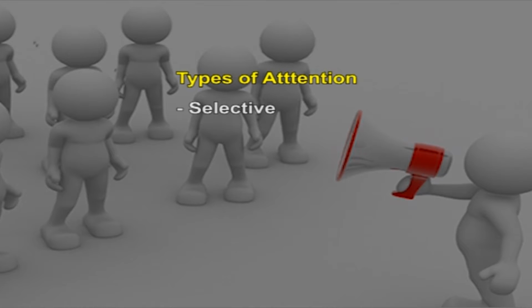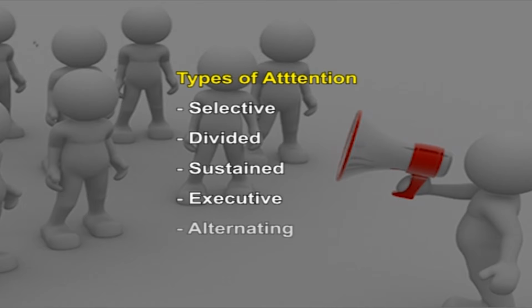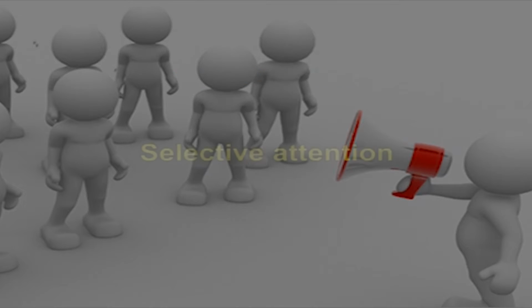Attention can be classified in different ways based on the stimuli or the conscious or unconscious effort of the person involved in the process of attention. There are different types like selective attention, divided attention, sustained attention, executive attention and alternating attention.